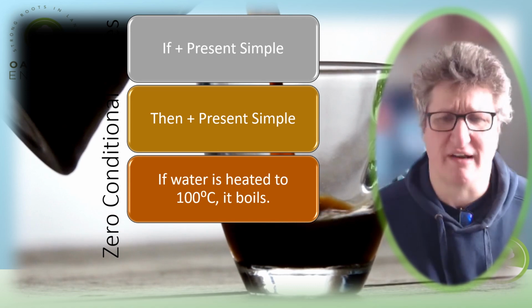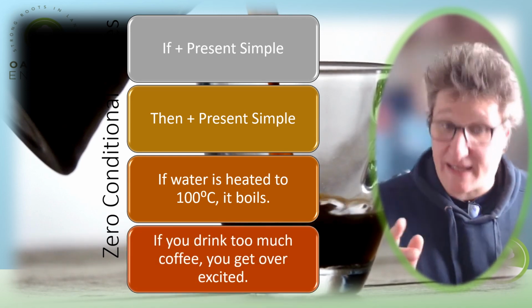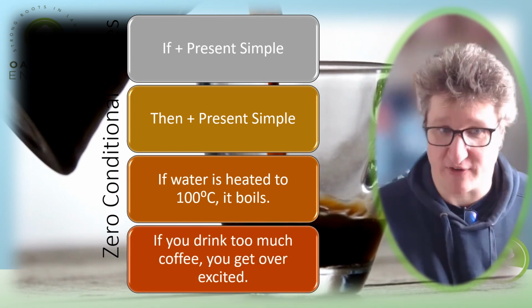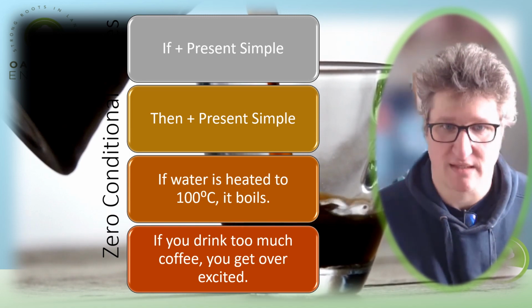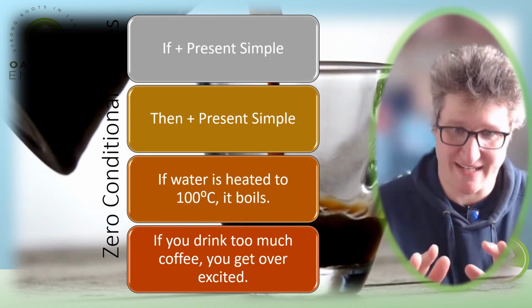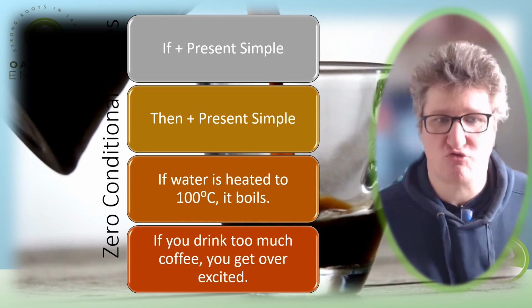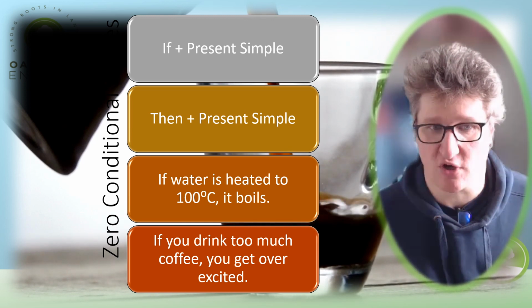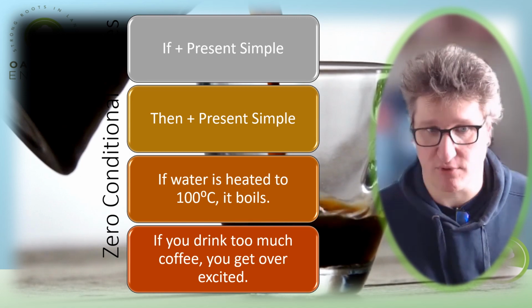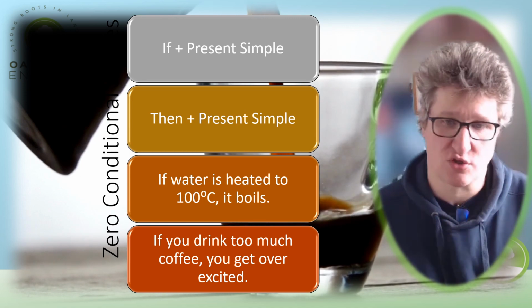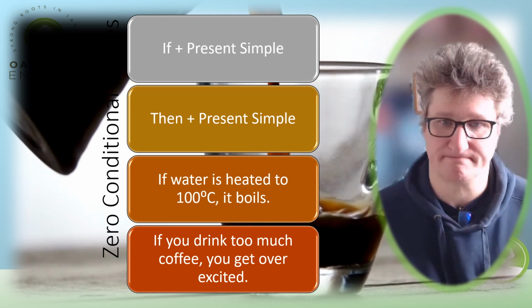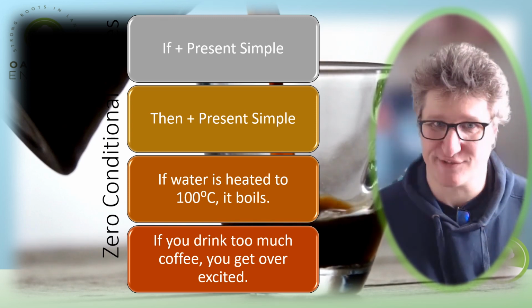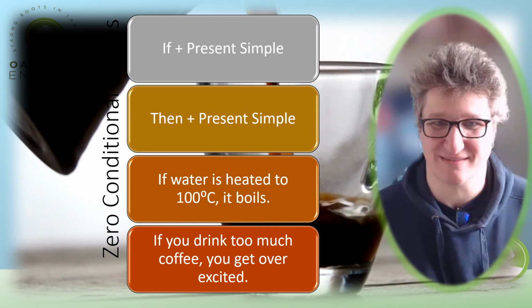Want another one? All right then. If you drink too much coffee, you get overexcited. Calm down, drink less coffee. If you drink, present simple, too much coffee, you get, present simple, overexcited. Constant one-to-one correlation: it's the same rule always. That is the zero conditional.